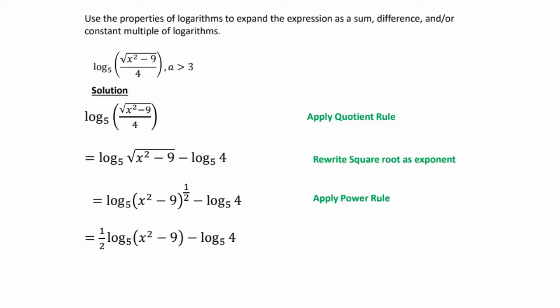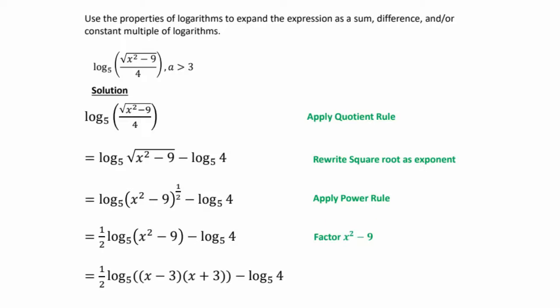And we're not done. You might think we're done, but that x squared minus 9 can be rewritten. I see that's a difference of squares, which is a product. So x squared minus 9 can be rewritten as x minus 3 times x plus 3.